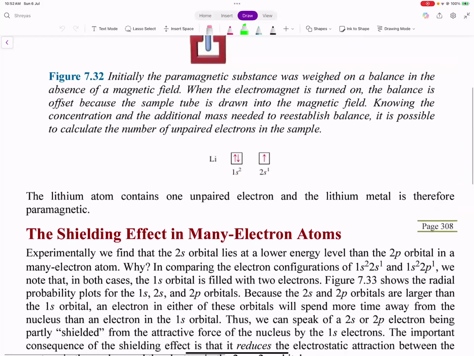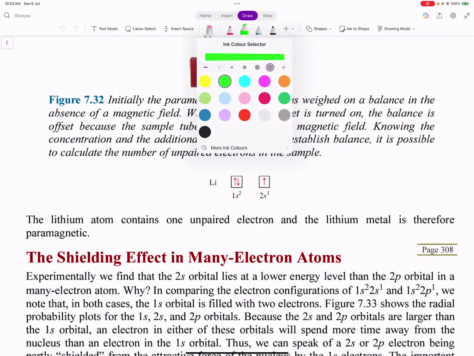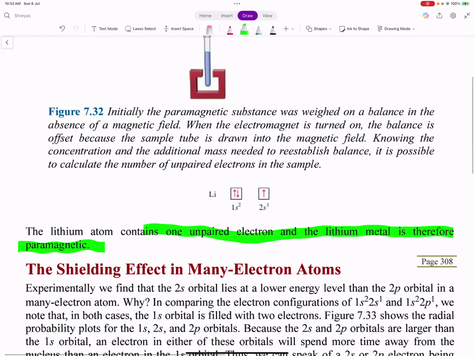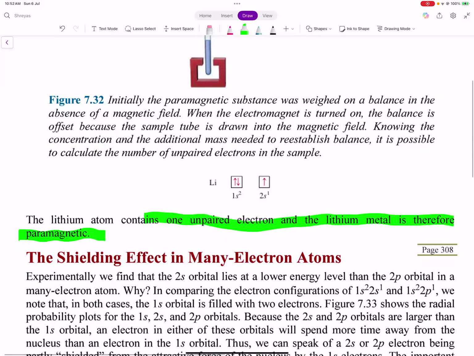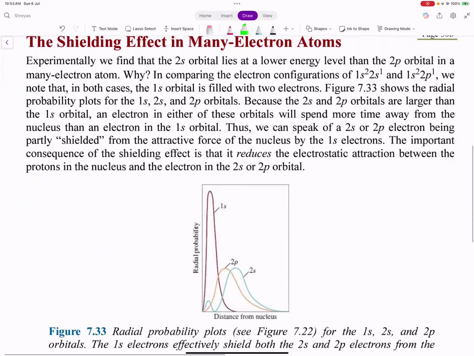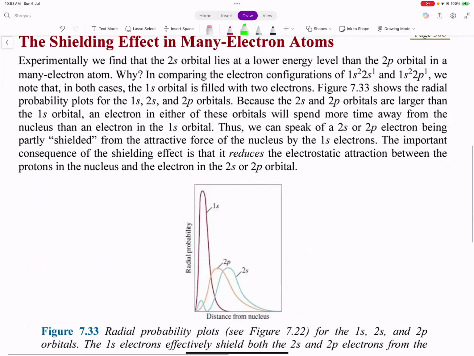Lithium again, paramagnetic, right? Lithium will be written like this: 3 electrons, 1s2 2s1. Now, this is a shielding effect. We'll come to this later.